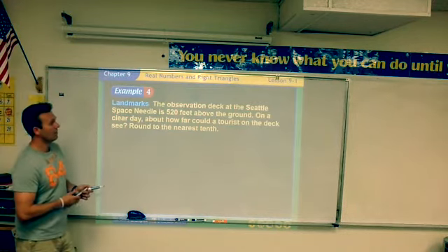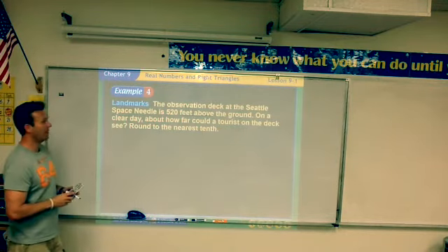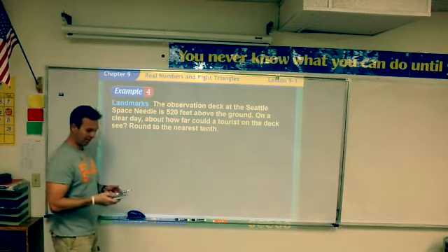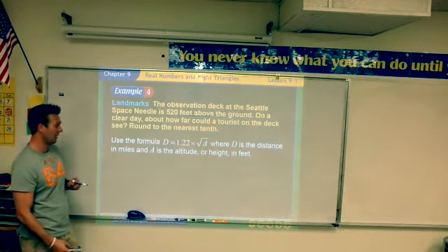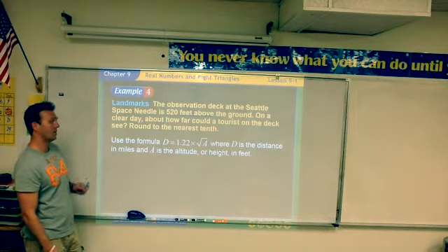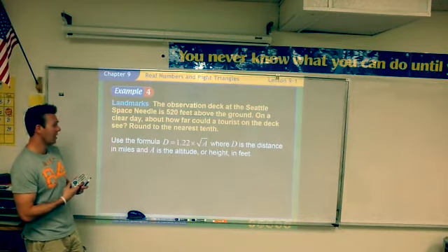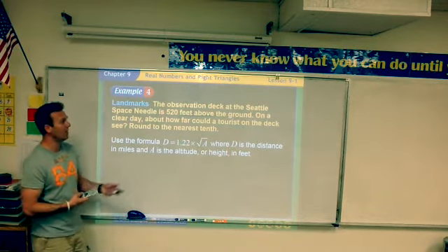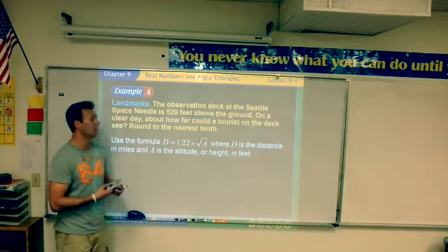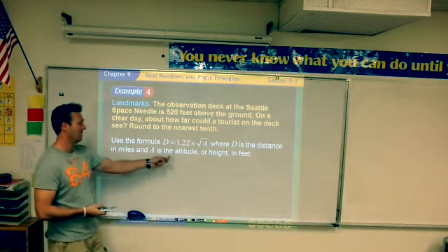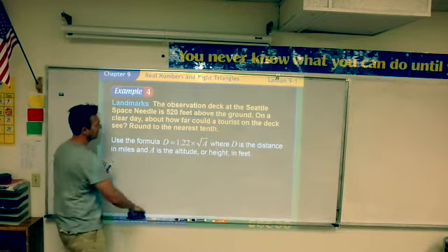So, some key words here. 520 feet above the ground on a clear day. How far could a tourist on the deck see? Let's have a look and see what we need to use here. There's actually a distance formula here where they tell you about altitude, and where d is distance in miles. And this is a set formula that's given to you, so you don't have to memorize this. D equals 1.22 times the square root of a, where a is the altitude, d is the distance. Okay, so we're going to use that formula.